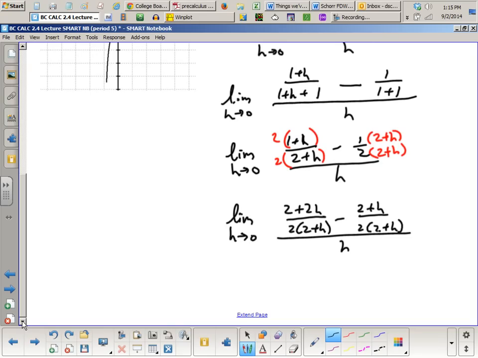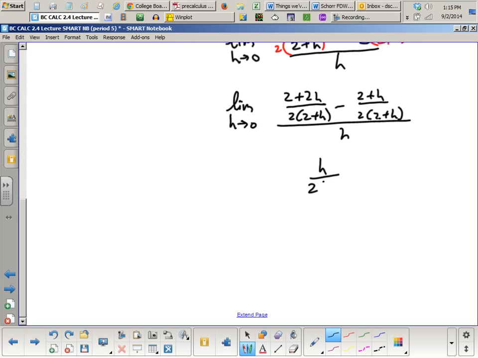What's 2 plus 2h minus 2 plus h? Yes, it's 2h minus h. So these 2's cancel, and there's a 2h minus h. So you're right, we get h over 2 times 2 plus h. All of this is over h, and there's a limit parked out front.